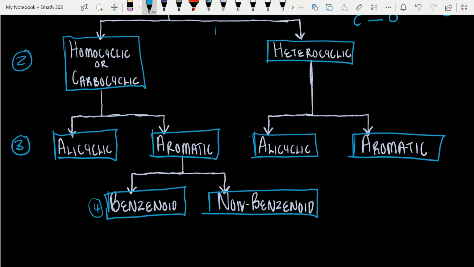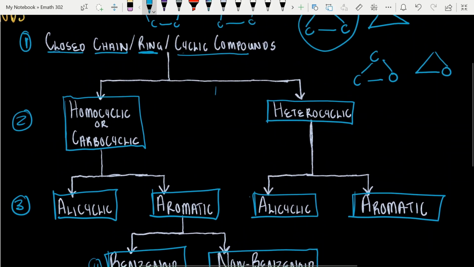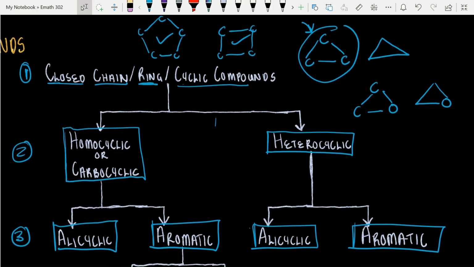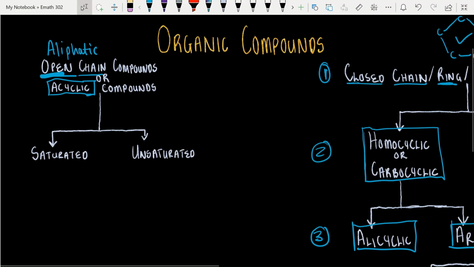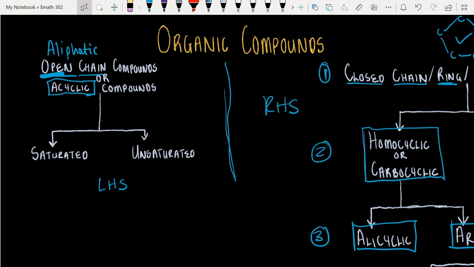Remember we said they are called cyclic or ring or closed chain. The other one is open chain or acyclic or aliphatic. Try to write it from your head. Let's see how far you can go. Try to write this left hand side, and you can confirm with the video again, and try to construct the right hand side on your own and see if you can split. So it's organic compounds that are split into these first two groups, and then the two groups keep going down and down and down.